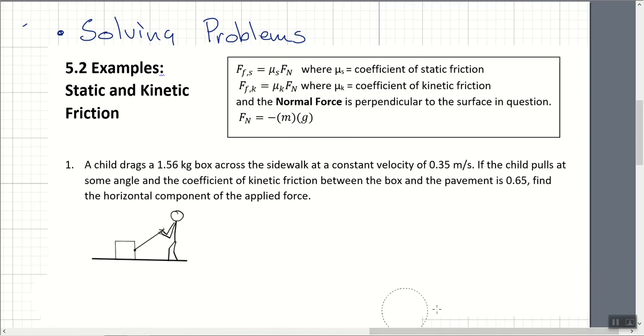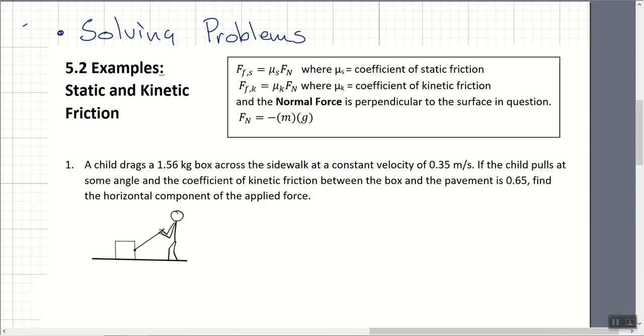So here we go. We are looking at this first problem, and we're going to play around with it, but we have a child that's dragging a box across the sidewalk. And we're told that for whatever reason, it's at this exact speed, which means, notice, constant velocity, really important idea. Acceleration, I think we know it. Now, if we pull at some angle, don't care what the angle is right now, and the coefficient of friction between, kinetic friction between the box and pavement is that, I want us to find the horizontal component of the applied force.